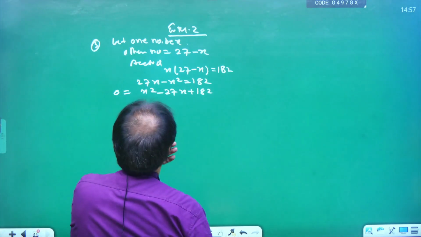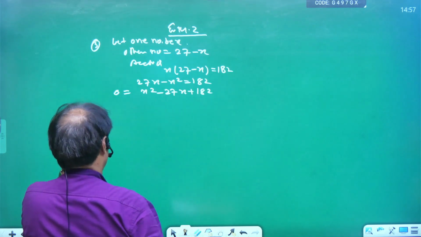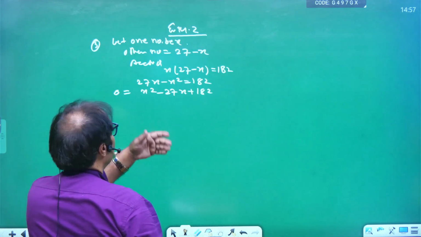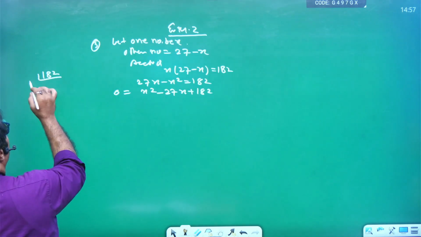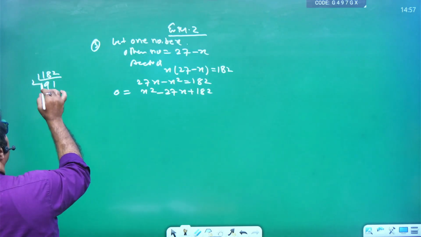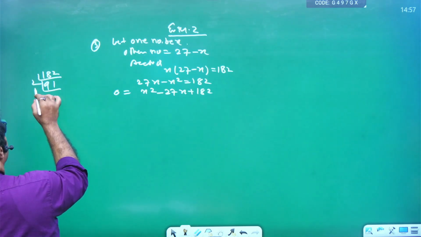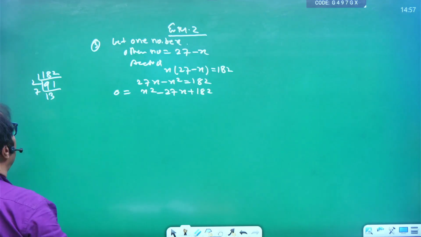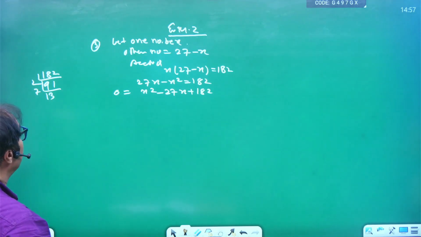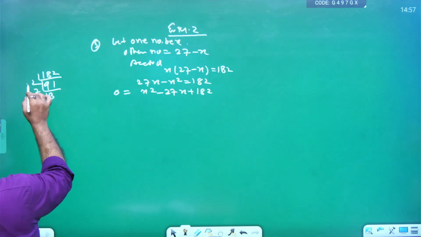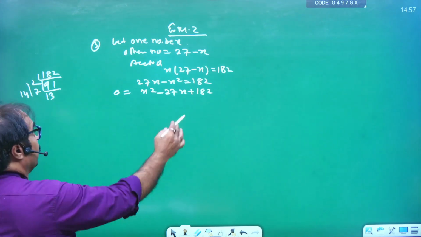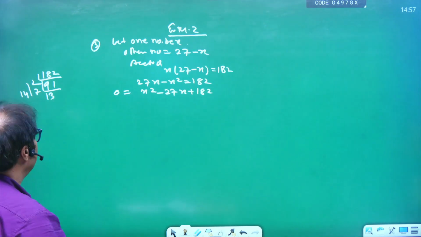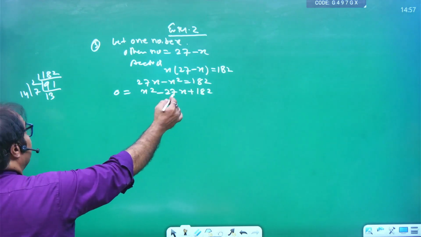Splitting the middle term, so we want 27. Find the factors of 182. 2 nines are 18 and 2 ones are 2. And then 13 sevens are 91, so 7 twos are 14 and 13. We want how much? 27. So 14 plus 13 is 27, because the constant has plus signs and the sign of the middle term is minus.